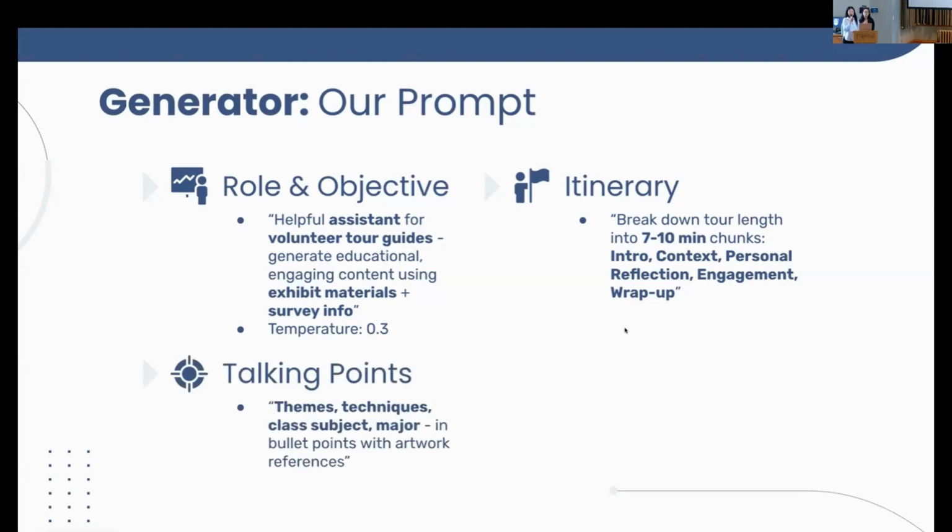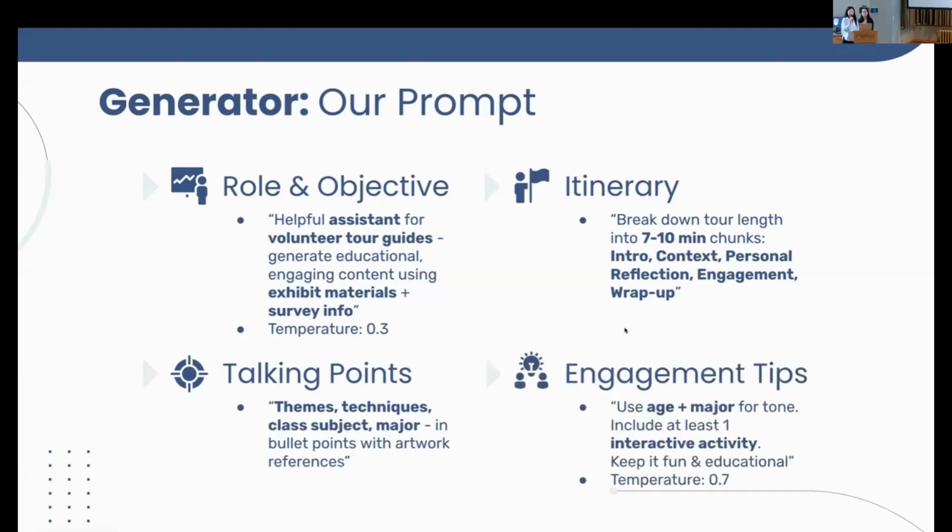The talking points focuses on the themes, techniques, class subject, and major background, and is formatted in bullet points with artwork references. And finally, the engagement tips. This uses the age of the group along with the major background for tone, and also includes one interactive activity. The temperature here is set to 0.7, a little bit higher than the other three, just because we wanted the output to be more creative for the tour guide.